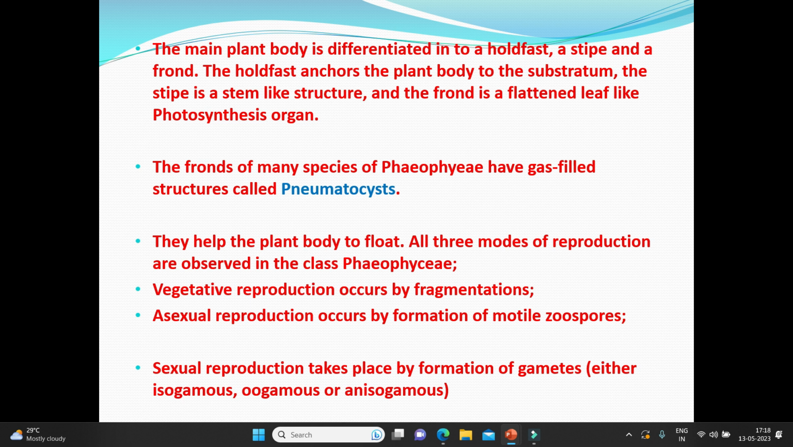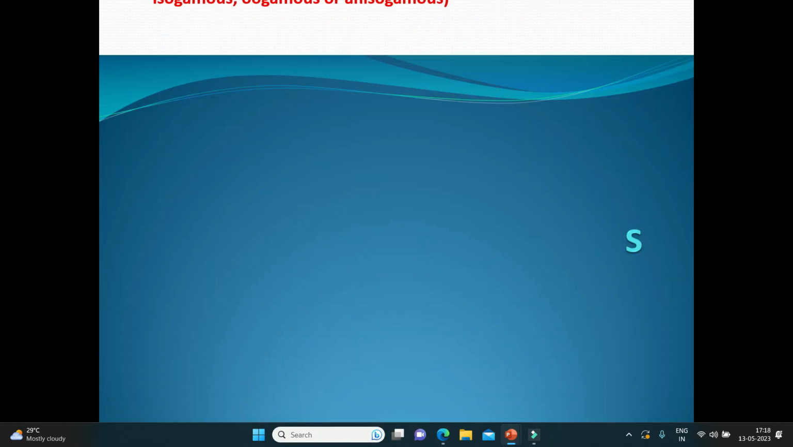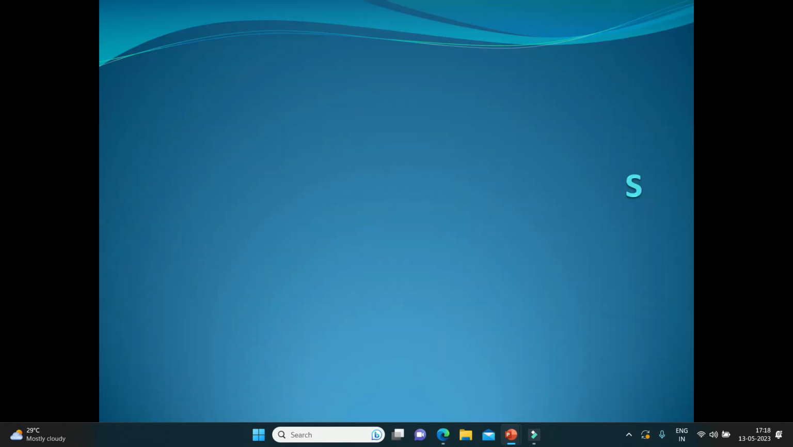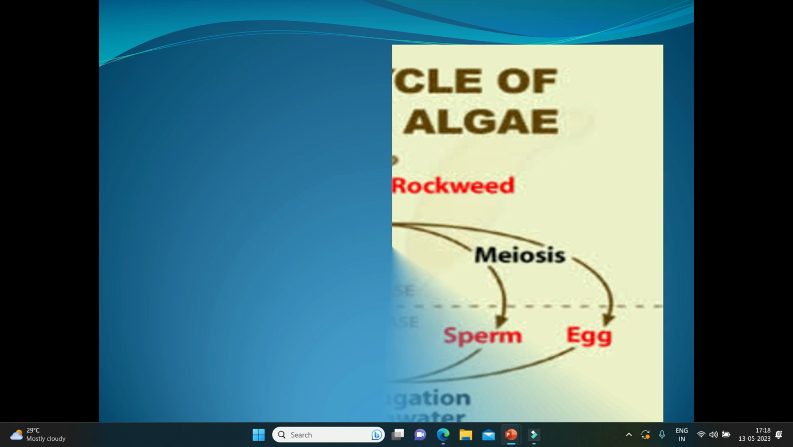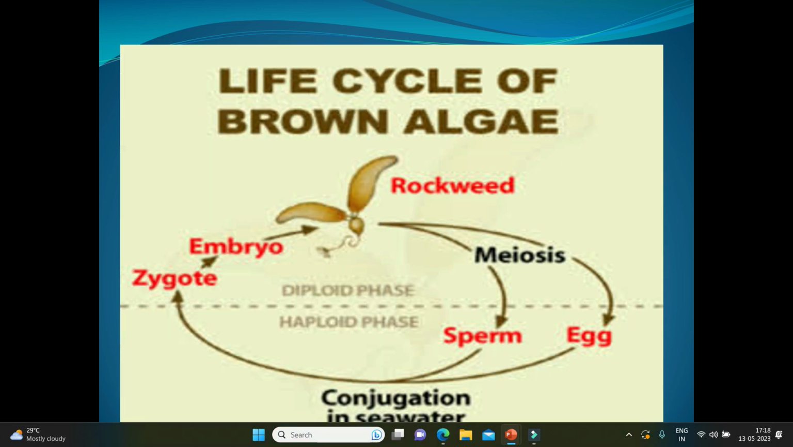Next, the main plant body is differentiated into a holdfast, a stipe and a frond. The holdfast anchors the plant body to the substratum, the stipe is a stem-like structure, and the frond is a flattened leaf-like photosynthetic organ. The fronds of many species of Phaeophyceae have gas-filled structures called pneumatocysts. They help the plant body to float.